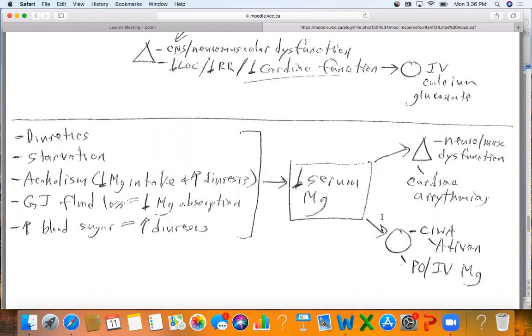All right, so a little bit on the circle, what can we do to help? The CIWA, Ativan thing, I'm really looking at it from the alcoholism point of view. Again, that's something we'll get more into later on. The PO or IV magnesium is really intuitive. And then again, the triangles, well, hey, same old story here, neuromuscular and cardiac arrhythmias.